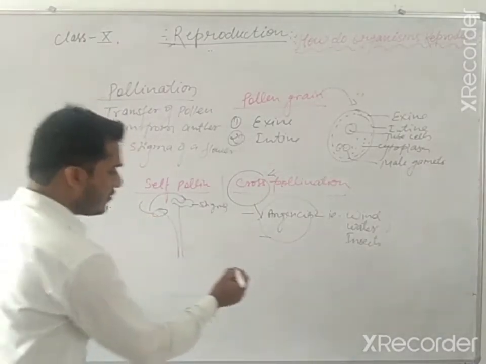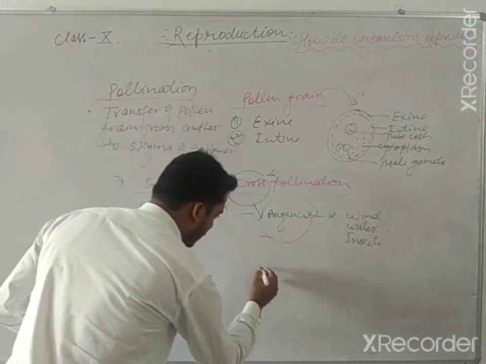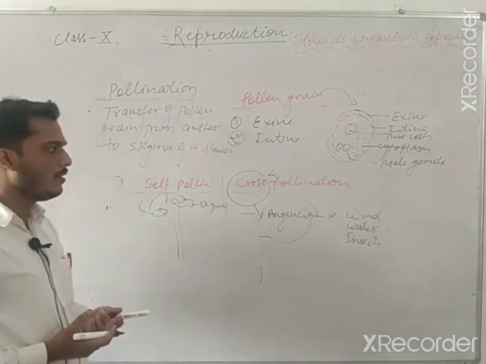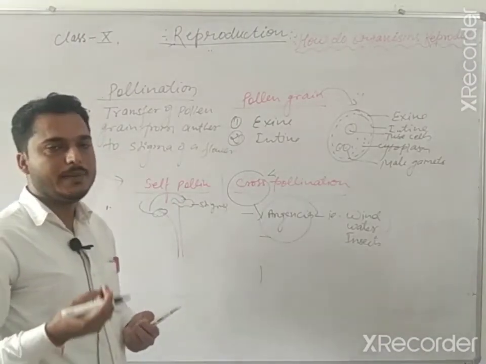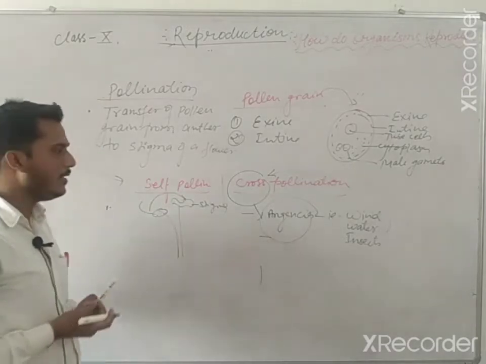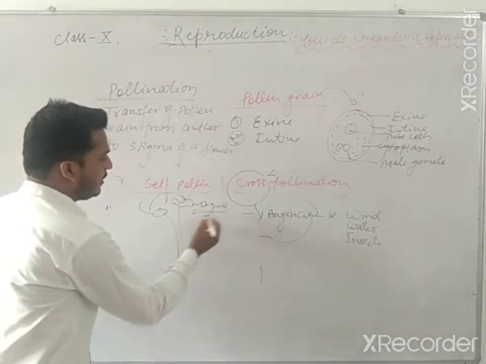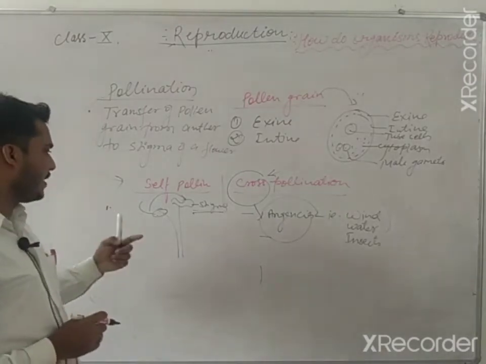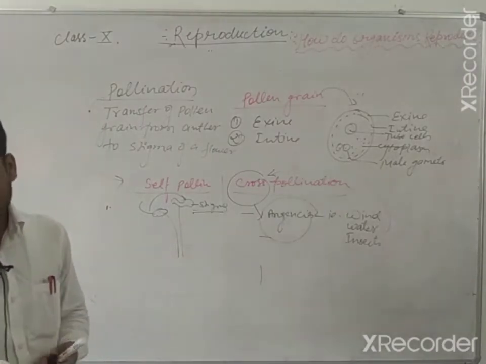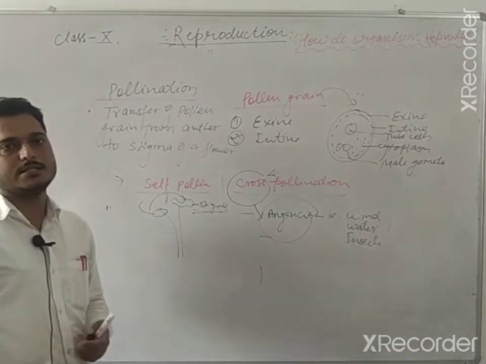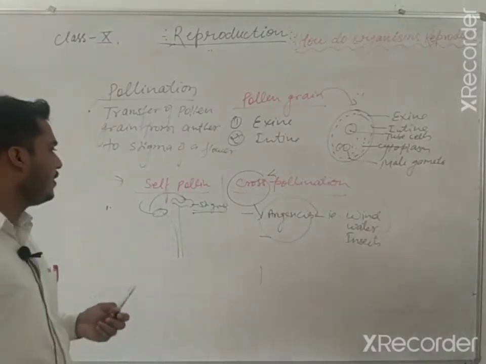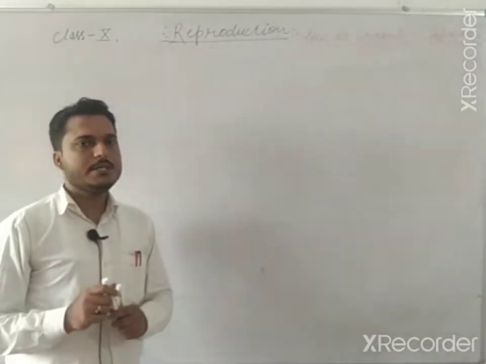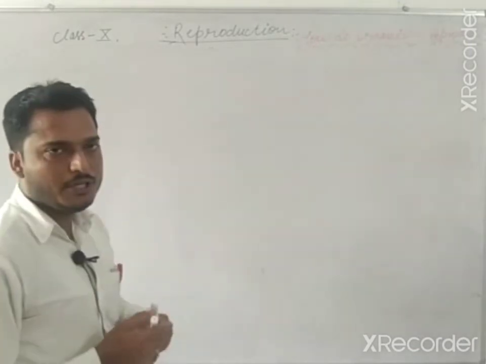In cross pollination, the flowers many times contain a single portion, sometimes the female portion and sometimes the male portion. So what is the process of self pollination and cross pollination, students?